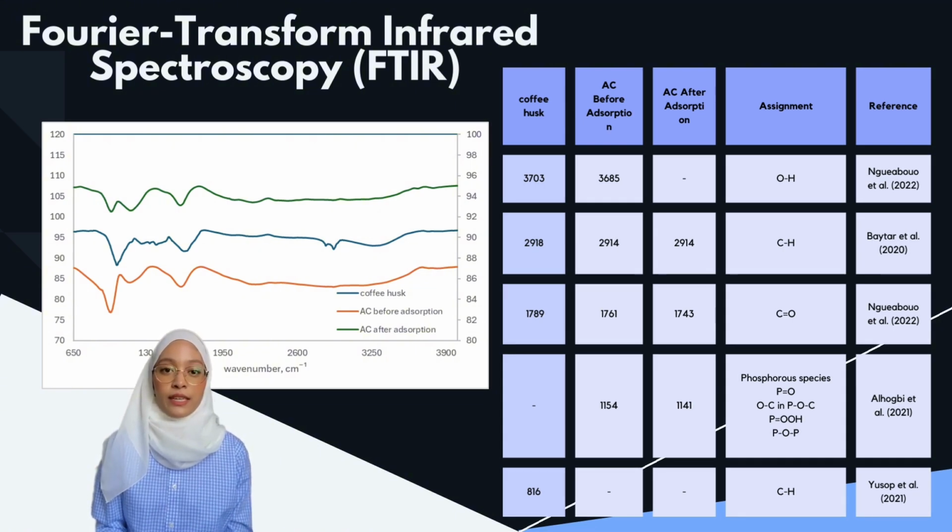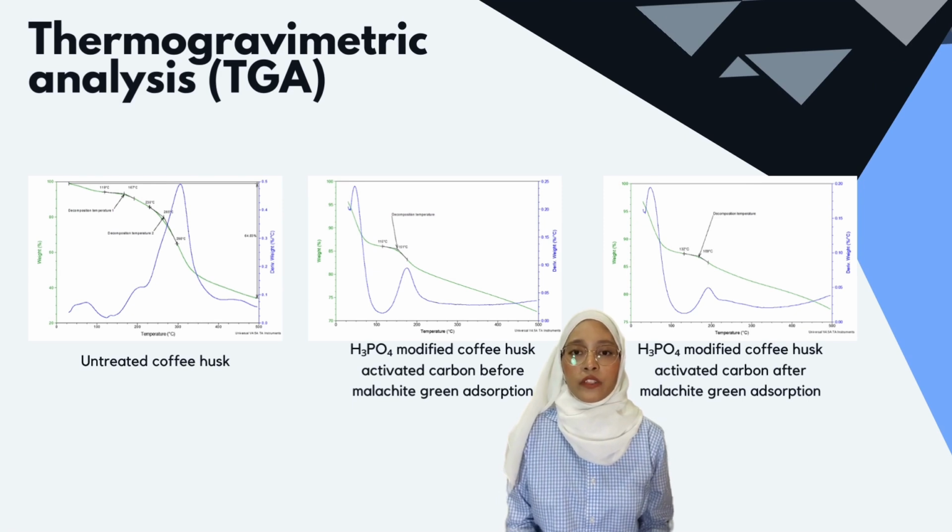of malachite green dye. The TGA curve of the untreated coffee husk shows a significant weight loss at lower temperatures, typically due to the loss of moisture and volatile organic compounds. There is a second, more substantial weight loss at higher temperatures, indicating the decomposition of hemicellulose, cellulose and lignin, the primary components of the coffee husk.